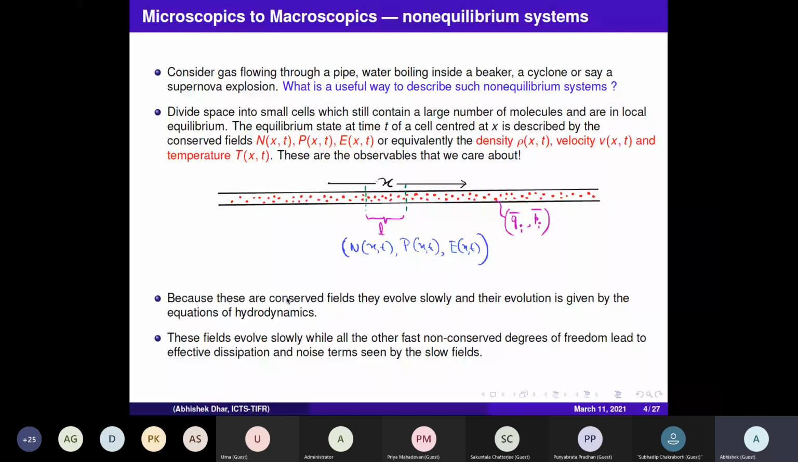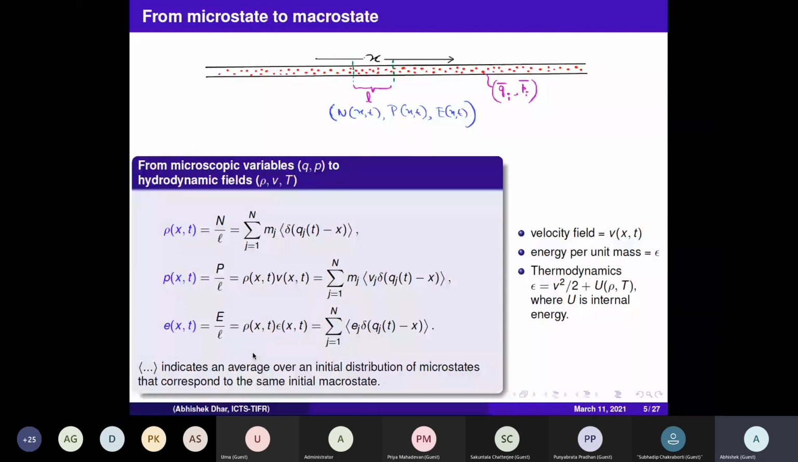So let me just go to the next slide. Okay, so there are three fields describing the system at a macroscopic scale, and here I show how the macroscopic and microscopic pictures are connected, right? So the density field, as I said, is the total number of particles in this small box divided by the size of the box, and an equivalent way of writing this is putting the mass of every particle and then a delta function which says is the particle located at x, right? So this gives us the density.